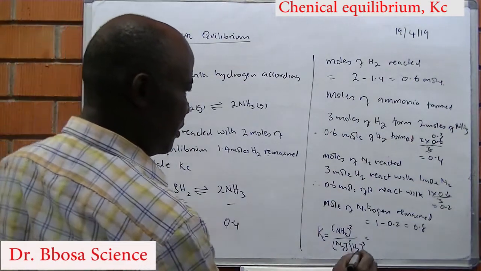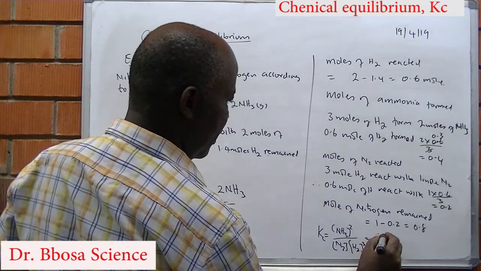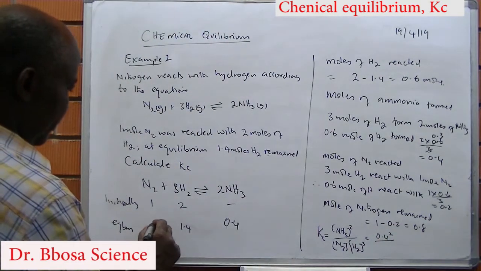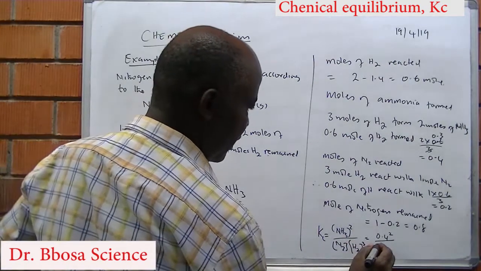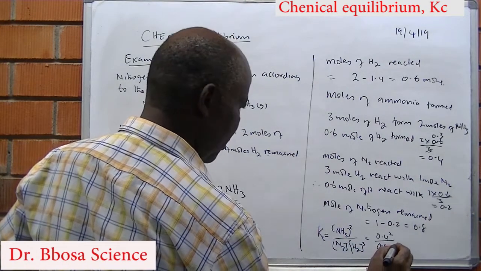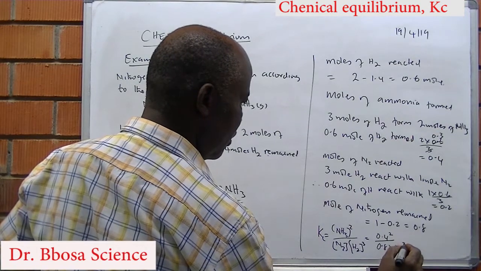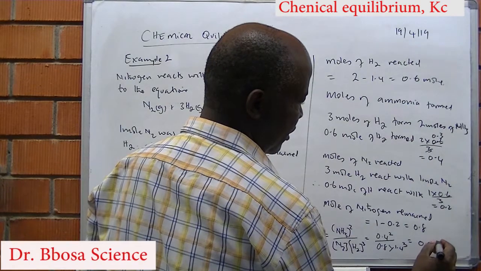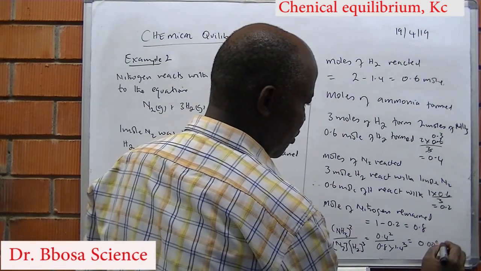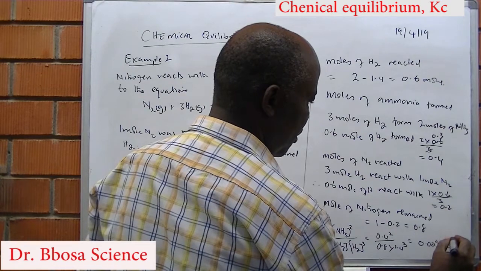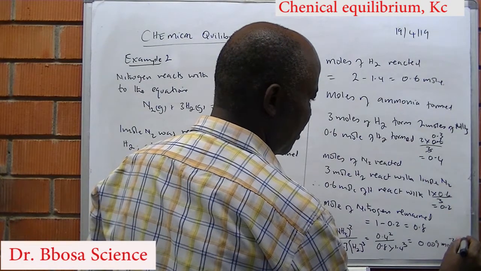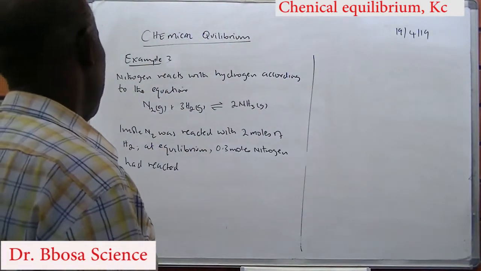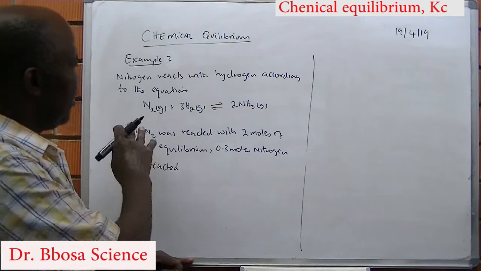But Kc is equal to concentration of ammonia squared over concentration of nitrogen times concentration of hydrogen cubed, which will be equal to 0.4 squared over 0.8 times 1.4 cubed, which is equal to 0.009. This will be per mole squared, decimeter to the power 6.